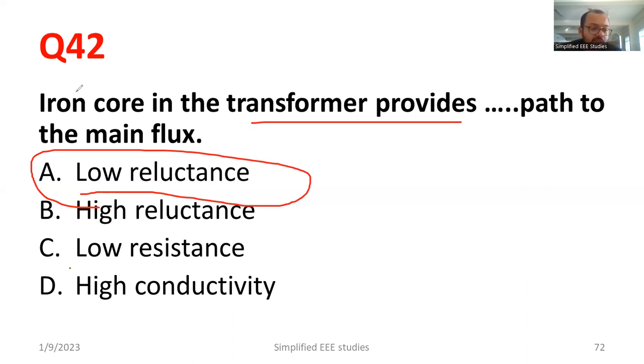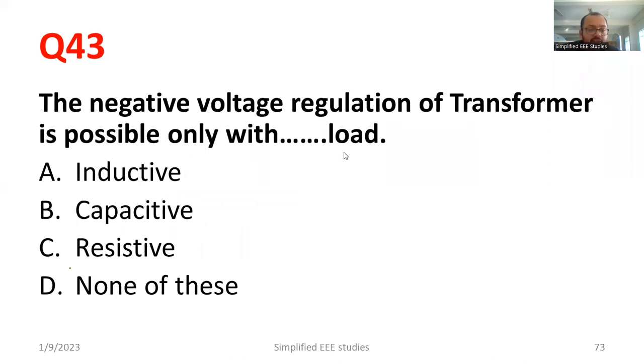So the right answer for the question is: the purpose of the iron core in the transformer is to provide a low reluctance path. That is the right answer. I think you will select option A. Option A is the correct answer. Moving on to another important question.